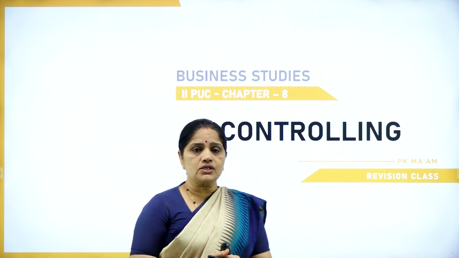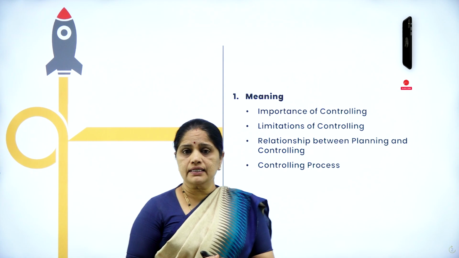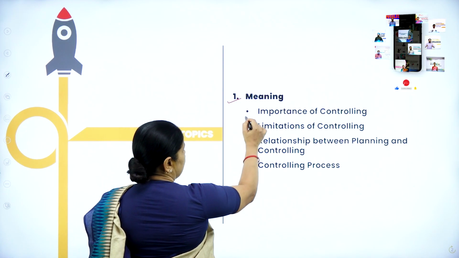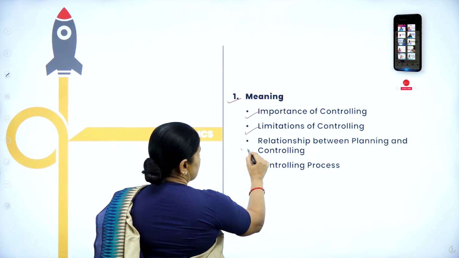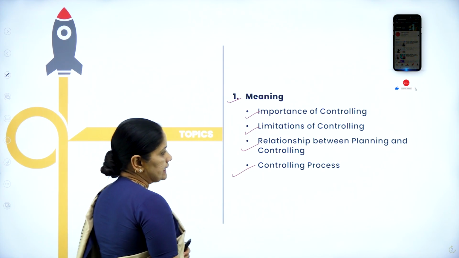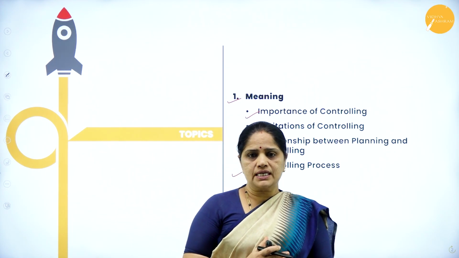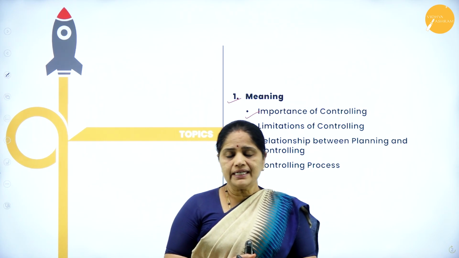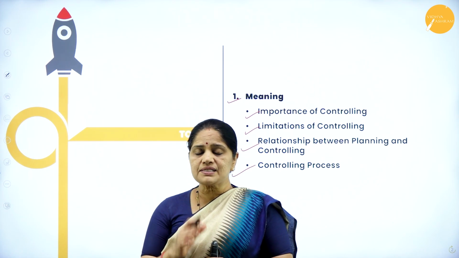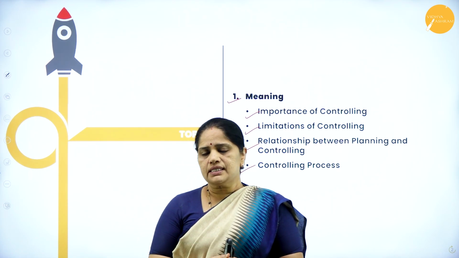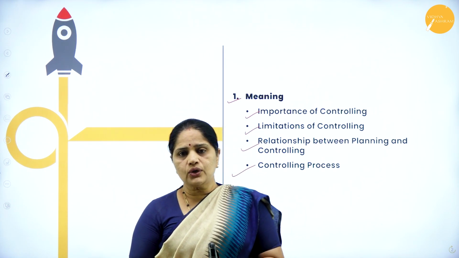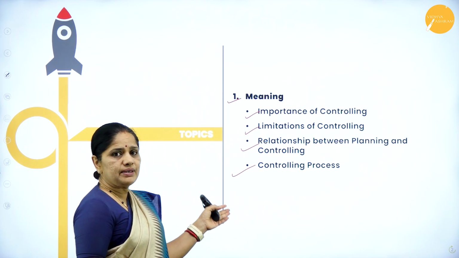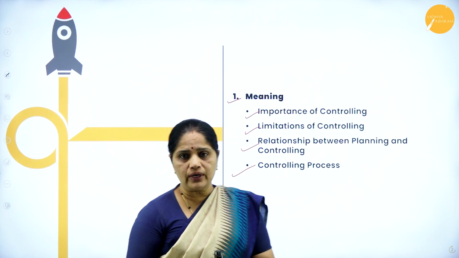In this revision class on controlling, we will be discussing these various topics under controlling here. First one is meaning of controlling, importance of controlling, limitations, relationship between planning and controlling, and the controlling process. A very small chapter, but it is very important from the examination point of view. See why it is a small chapter? Because the syllabus has been deleted for this year. So for this year, the controlling techniques has been deleted. So we will only have to study about the meaning, importance, limitations, relationship, and the controlling process.